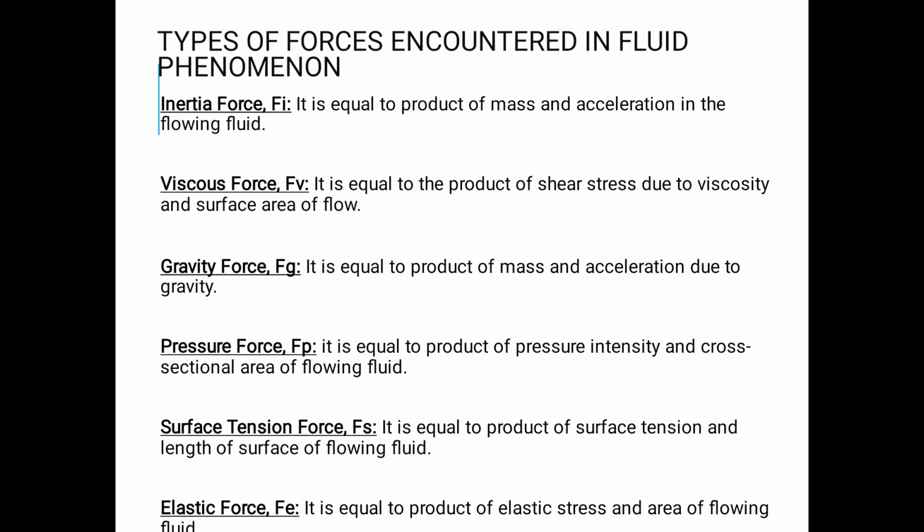Fourth one is pressure force, represented as Fp. It is equal to the product of pressure intensity and cross-sectional area of flowing fluid. Fifth is surface tension force, represented as Fs. It is equal to the product of surface tension and length of surface of flowing fluid. Last, elastic force, that is represented as Fe. It is equal to the product of elastic stress and area of flowing fluid.